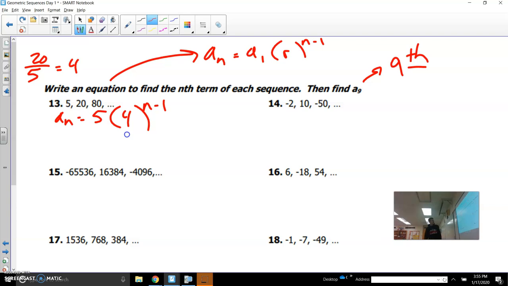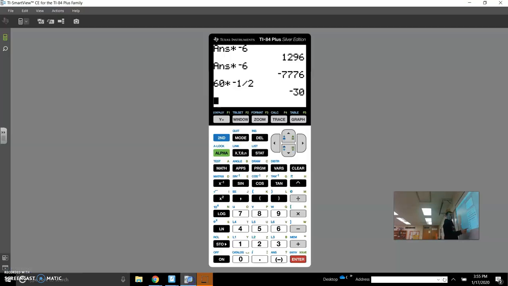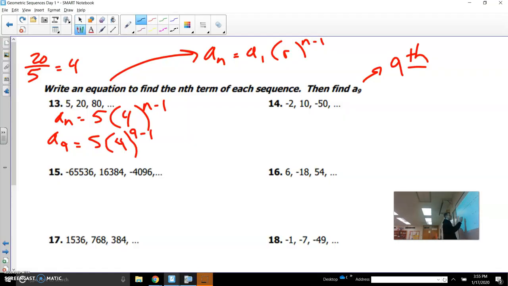Now I could just multiply 80 by 4 a few times to find that 9th number, but really the purpose of this is to create a formula so that you can replace n with the position you are looking for. And of course I'm looking for the 9th number in the sequence. So let's go 5 times 4, and 4 has a power of 9 minus 1. So it's a pretty big value, 327,680.